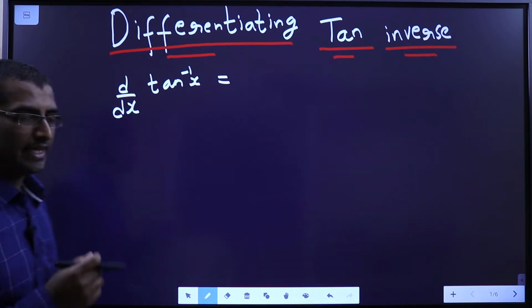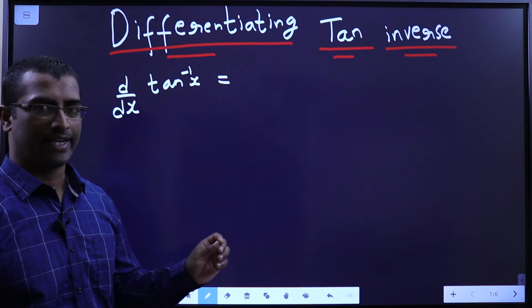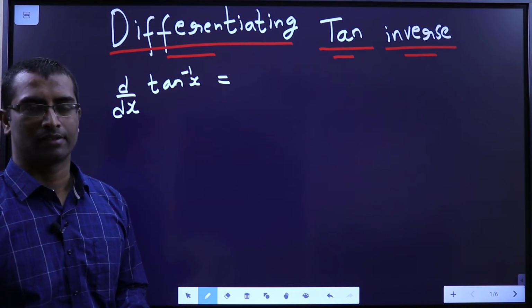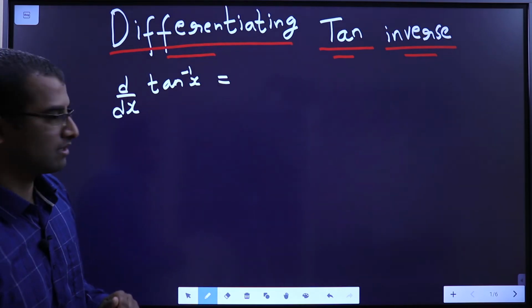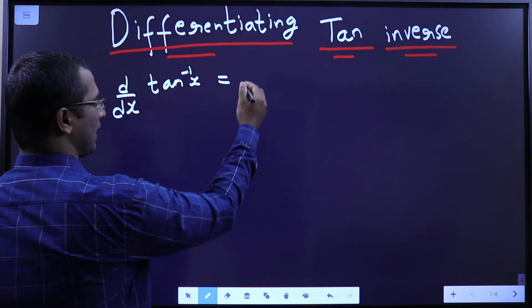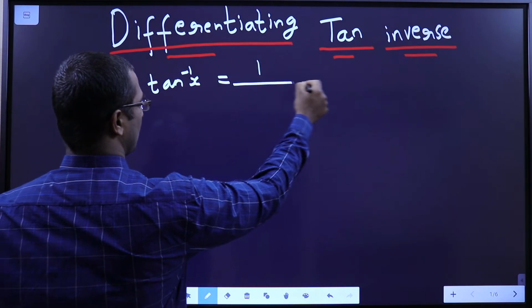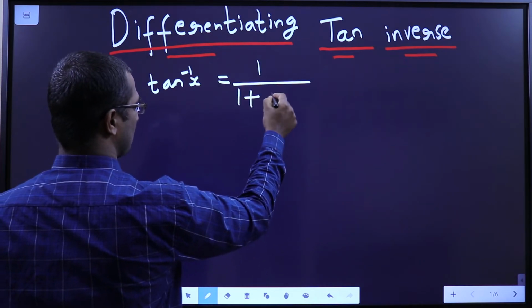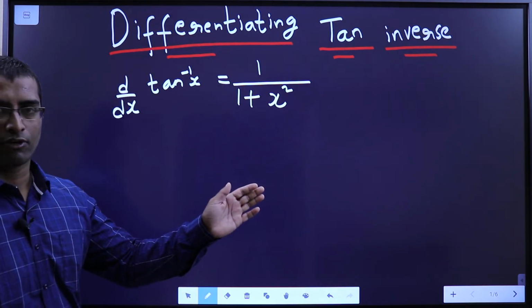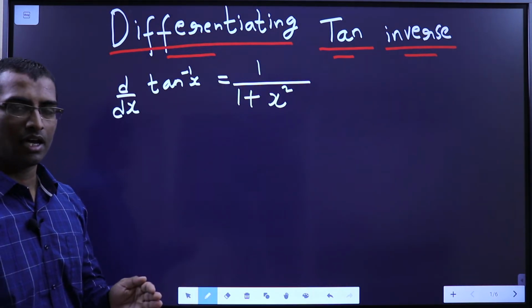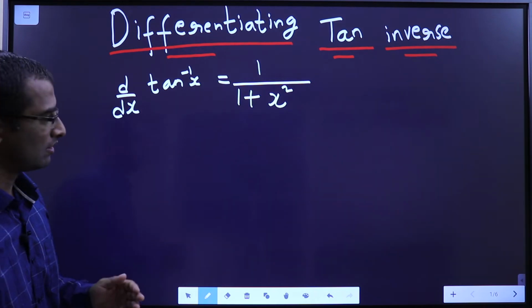Now, in Cambridge A level in 2020, this was recently added. How do we differentiate tan inverse? The formula is d by dx of tan inverse x is equal to 1 by 1 plus x square. You need to remember this formula and you need to learn how to apply it.